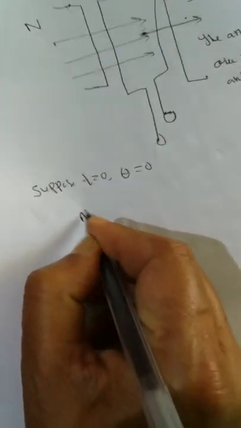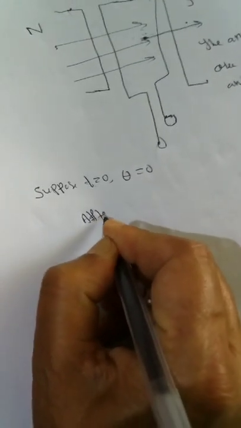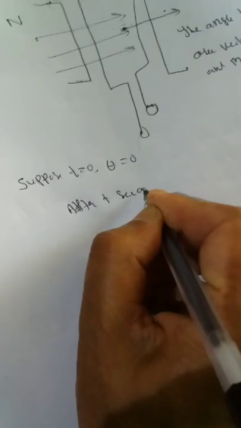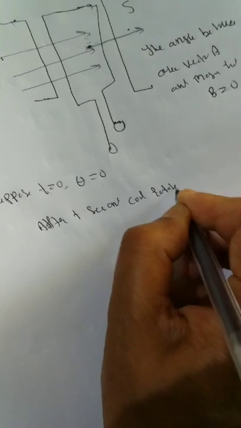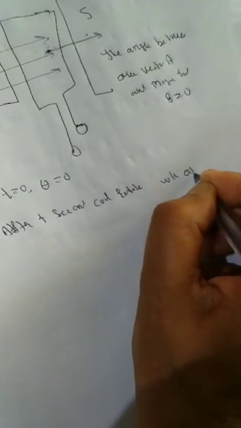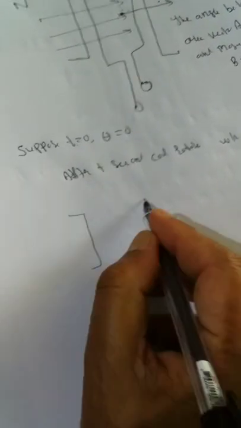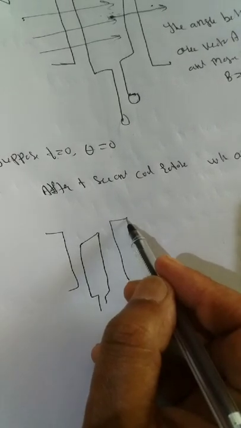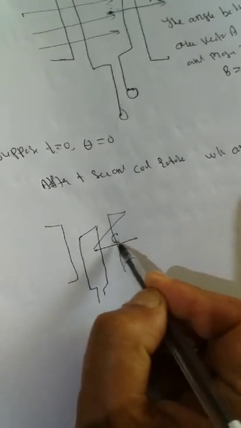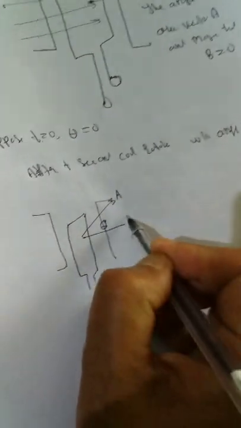Suppose after t seconds, this coil rotates with angle theta. Suppose this angle is theta here. This is the area vector A, and this magnetic field line is B. It rotates through an angle, which means the area vector rotates.